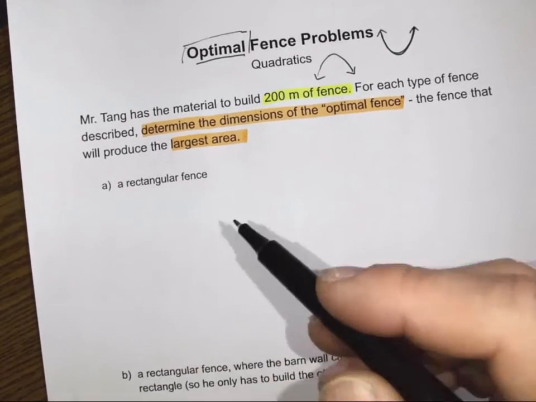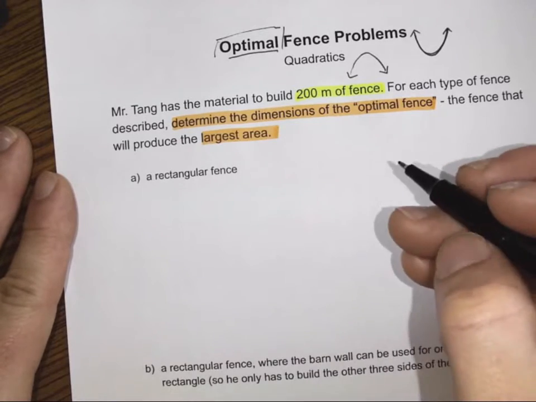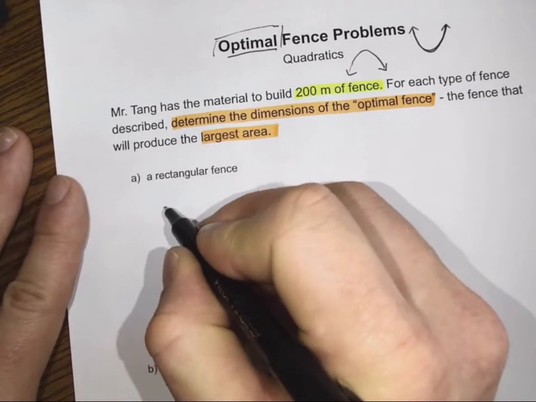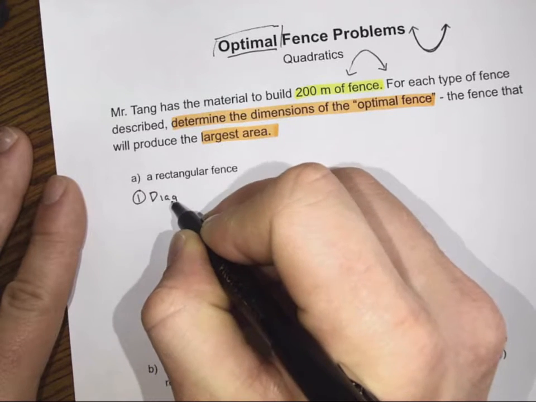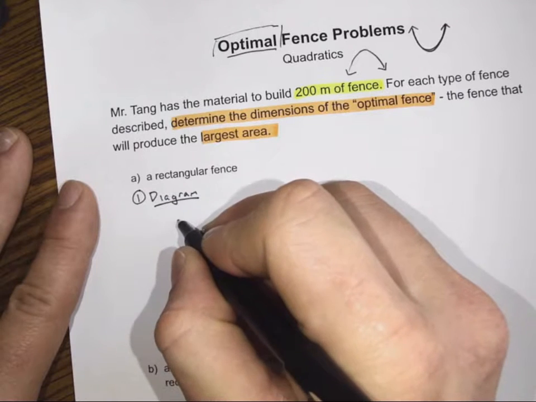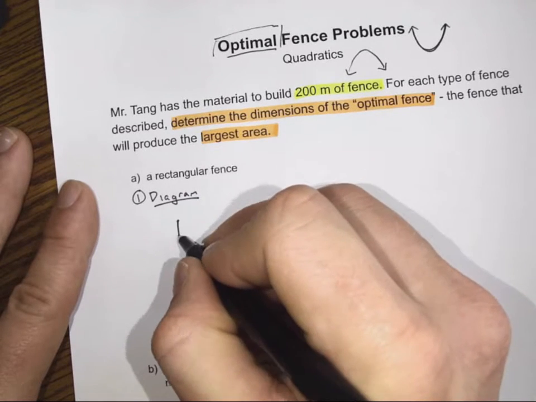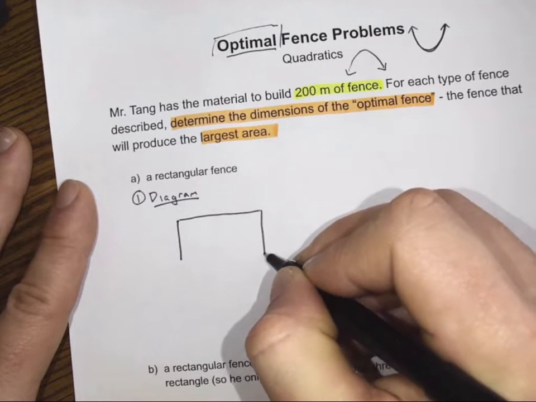All right, so we're first going to look at the condition where Mr. Tang just builds a rectangular fence. Okay, so a good first step might be to draw a nice labeled diagram. I know it's a rectangle, and that's really all I know. So I'll draw a rectangle here.